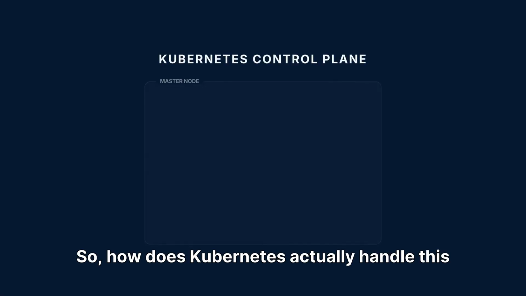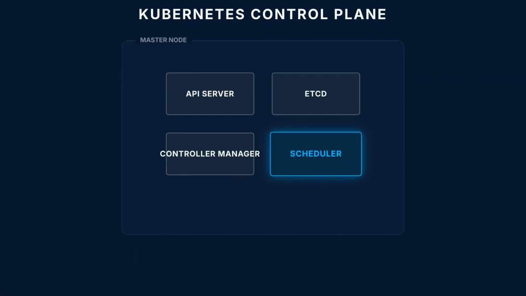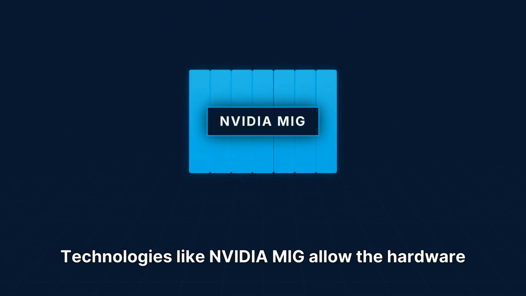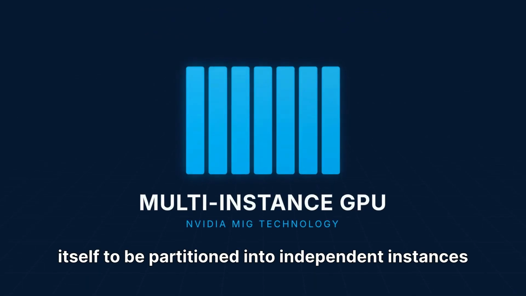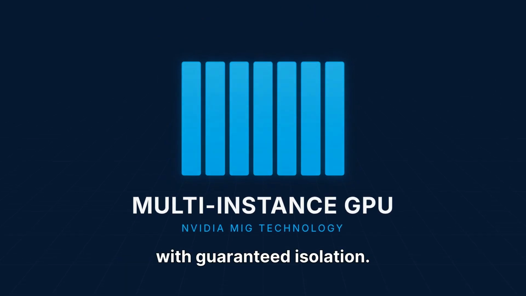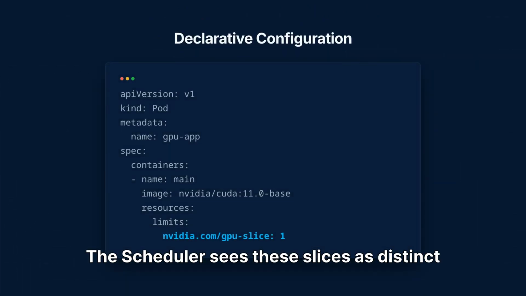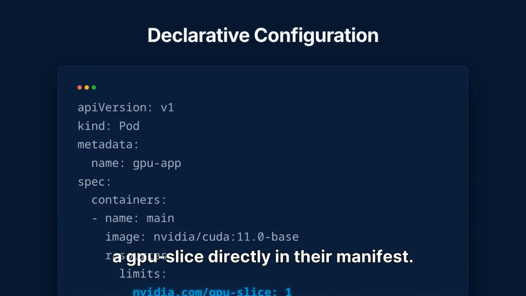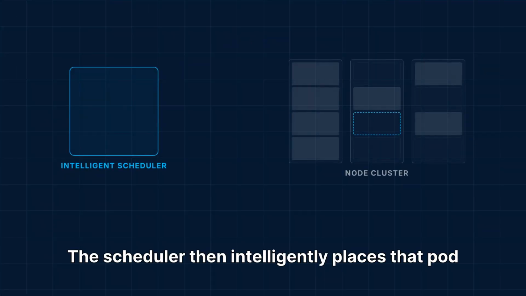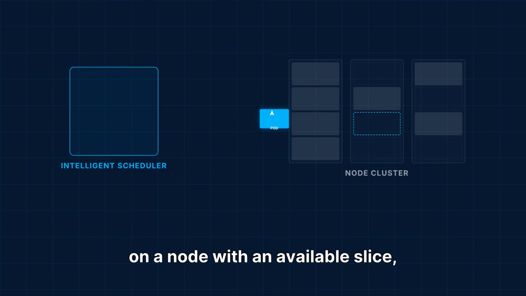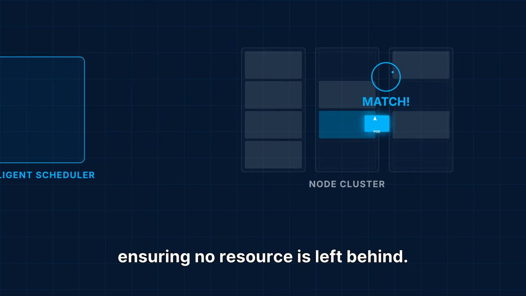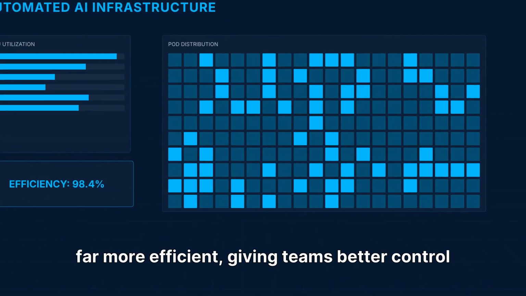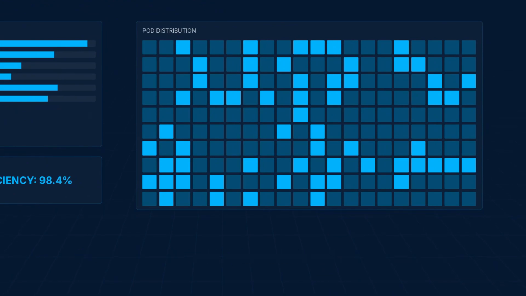So, how does Kubernetes actually handle this behind the scenes? It starts with the Kubernetes scheduler and specialized drivers. Technologies like NVIDIA MIG allow the hardware itself to be partitioned into independent instances with guaranteed isolation. The scheduler sees these slices as distinct resources. A developer can specify a request for a GPU slice directly in their manifest. The scheduler then intelligently places that pod on a node with an available slice, ensuring no resource is left behind. This automation makes managing complex AI infrastructure far more efficient, giving teams better control over their budgets.